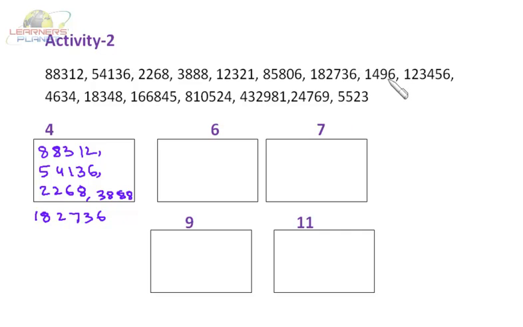It's 18276. Okay. Now this number, the last two digits are 96, which are multiple of 4. So the complete number will be multiple of 4. So let's write it over here. It's 1496. I'm extending the box of 4.